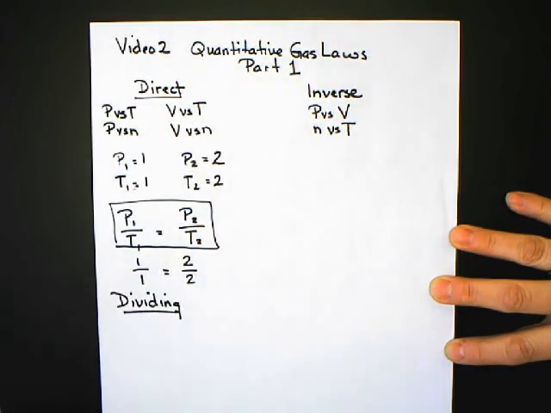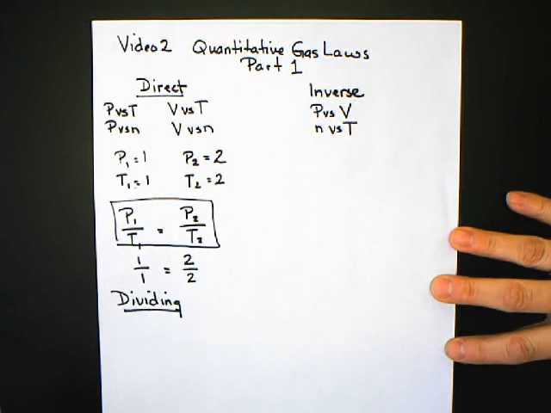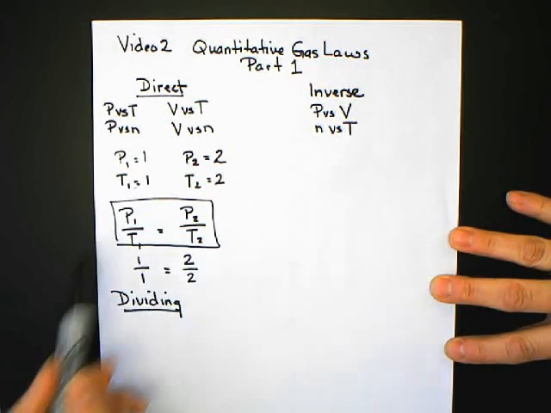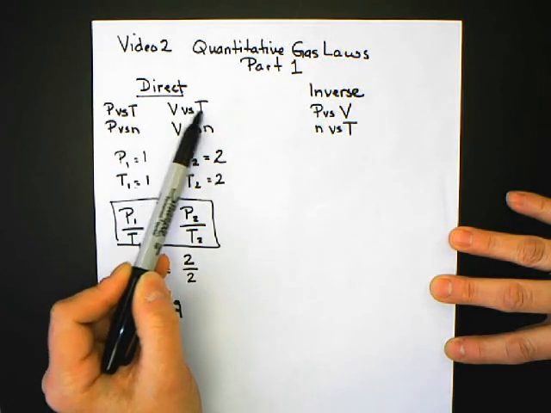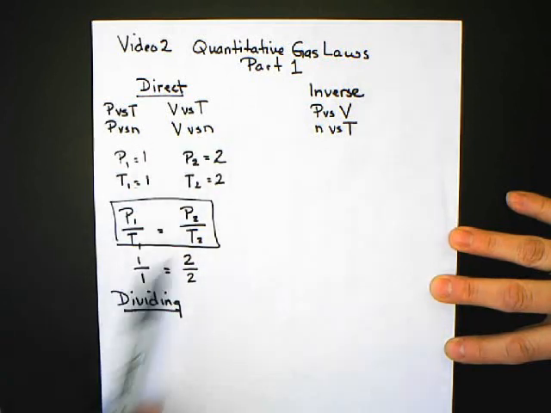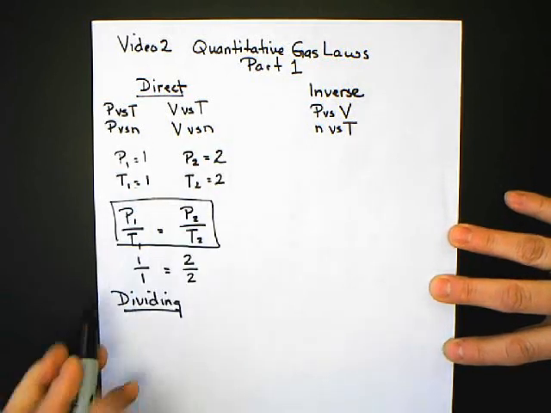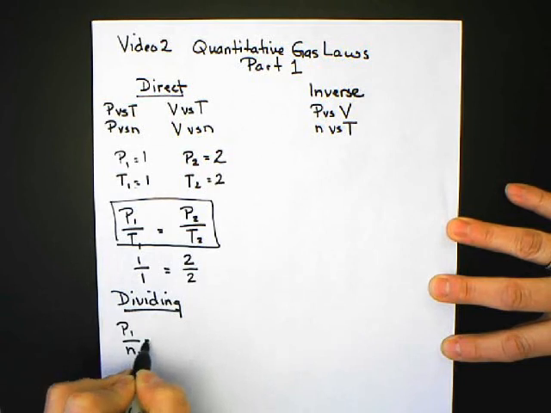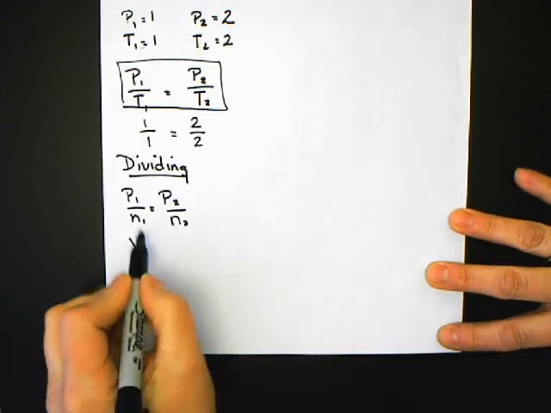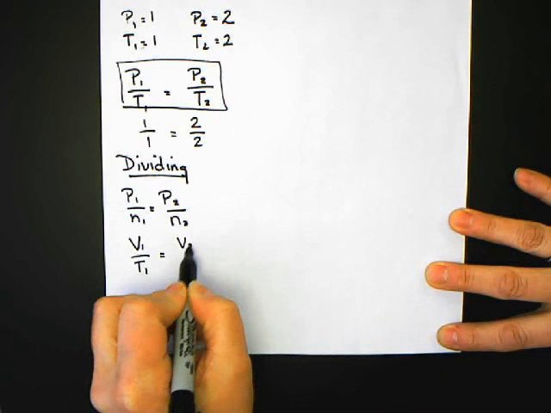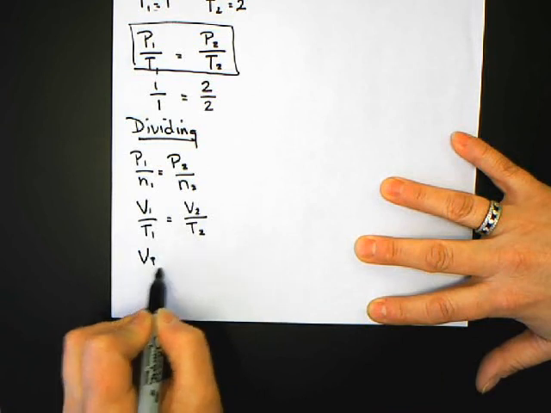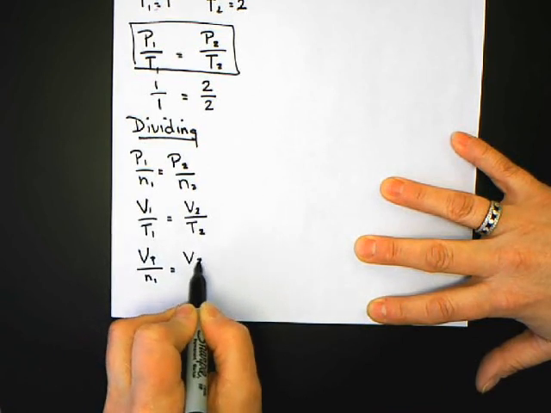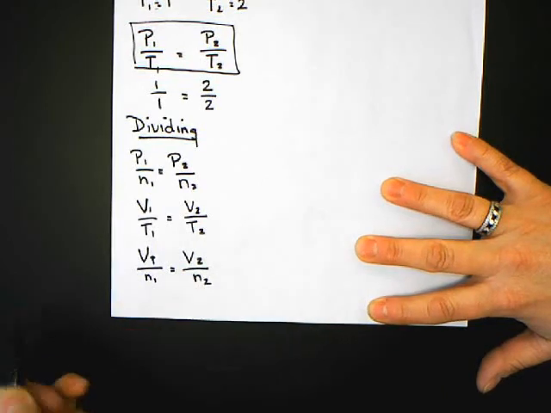So we can have 3 more equations to represent the pressure versus moles, the volume versus temperature, and the volume versus moles, set up the exact same way as P over T. So P over N is equal to P over N, volume over temperature is equal to volume over temperature, and volume over moles is equal to volume over moles. So in one little thought process, we have come up with 4 of the 6 equations for the gas laws.